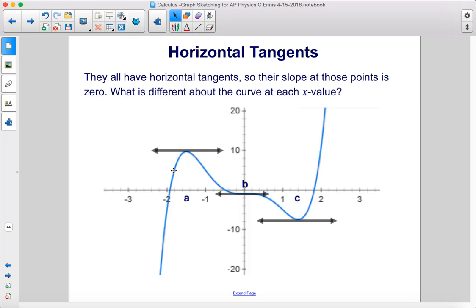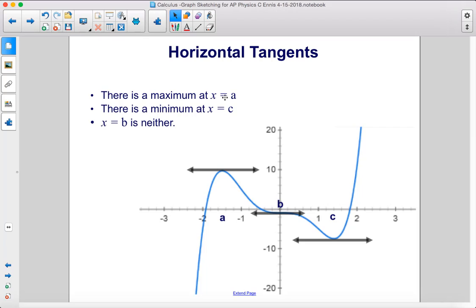And what's different about the curve at each x value? There's a maximum at x equals a, here. There's a minimum at x equals c, here. And x equals b is neither a maximum or a minimum.